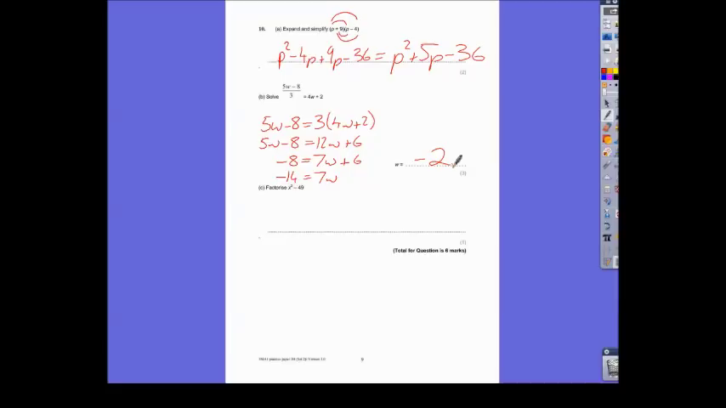Part C, factorise x squared minus 49. Well, there's no x's in the middle here, so it's going to be the special case where we end up with x plus 7, x minus 7.